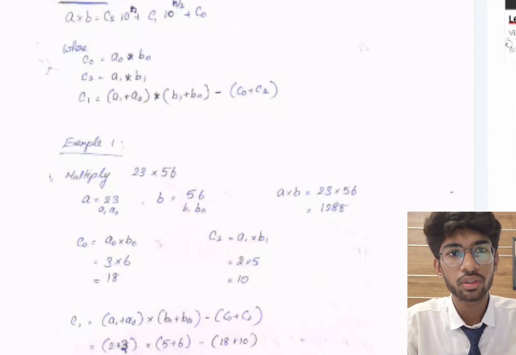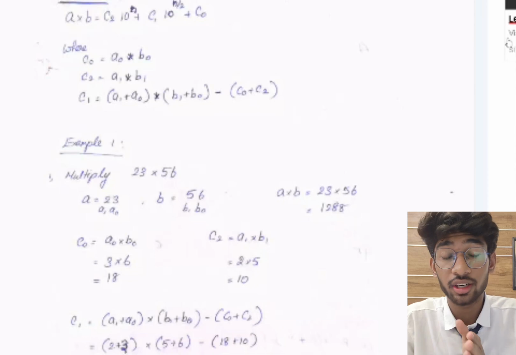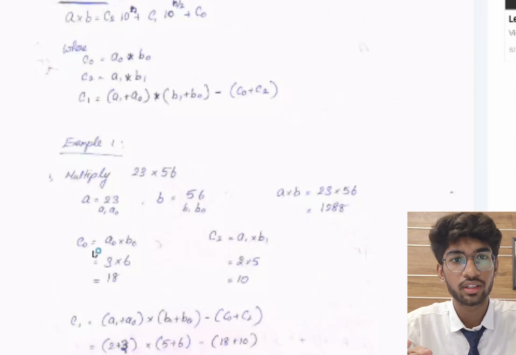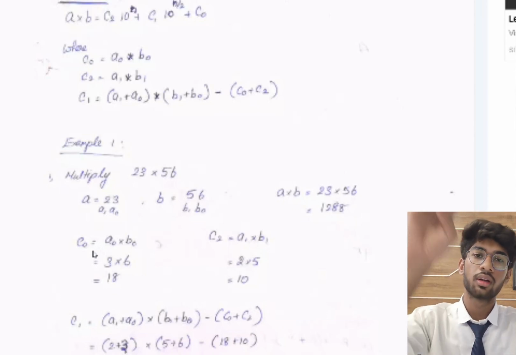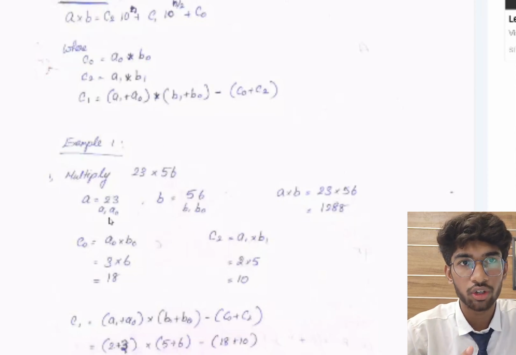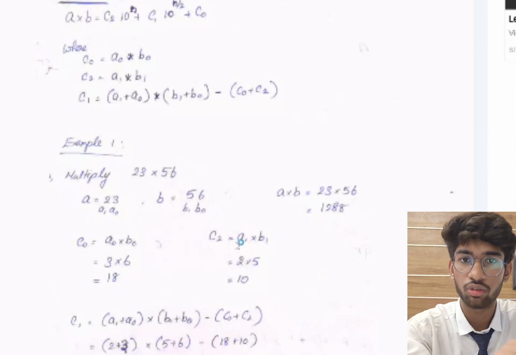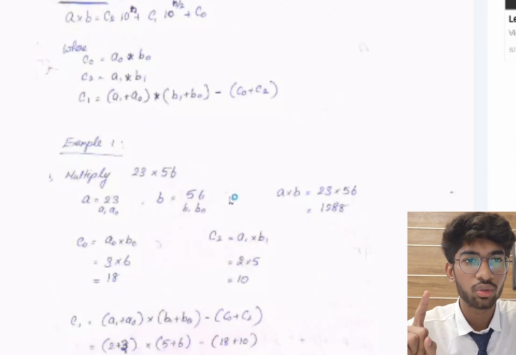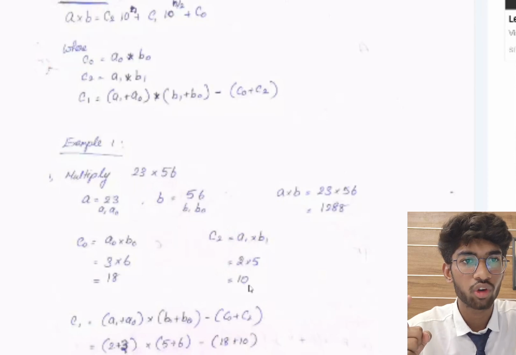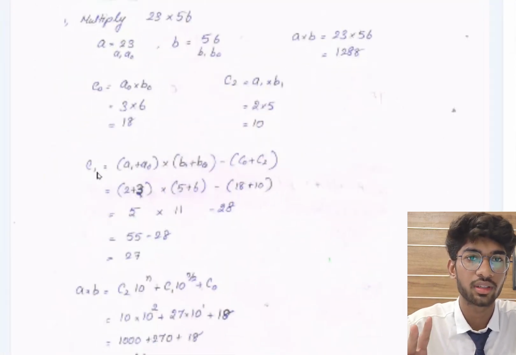We split into two terms. We have 23, so let's take 2 as a1 and 3 as a0. We have 56, so let's take 5 as b1 and 6 as b0. First we have to calculate c0, c1 and c2. We have c0 equals a0 into b0. Here a0 is 3 and b0 is 6, so 3 into 6 equals 18. That is c0. Now we calculate c2, which is a1 into b1, 2 into 5, which is 10. We just calculated c0 and c2, and it is very easy.